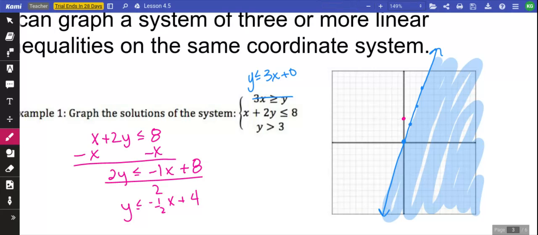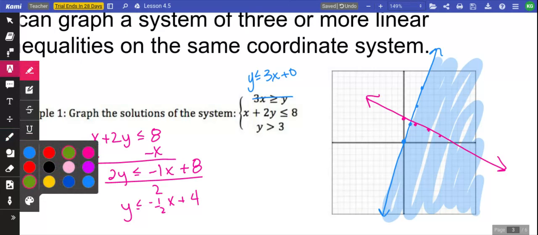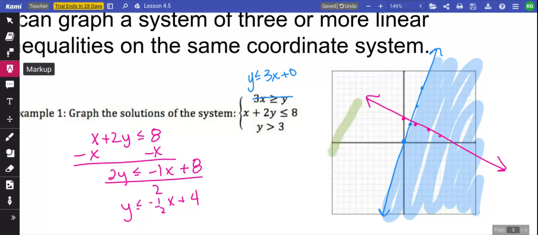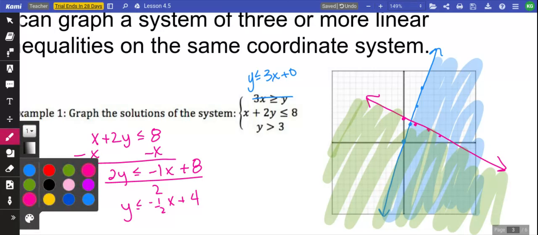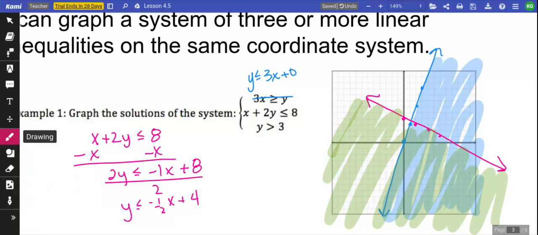So I'm going to start at 4 and go down 1 over 2. That one is also a solid. And it's also less than, so I'm going to shade below. So we can already see kind of the area where we think they're going to cross. The third equation is y is greater than 3. So since there's no x, it's just a line at y is 3.